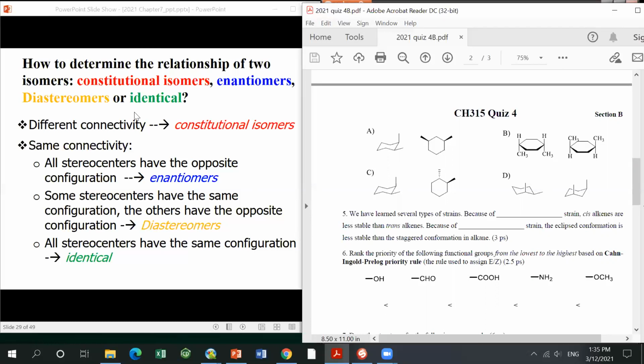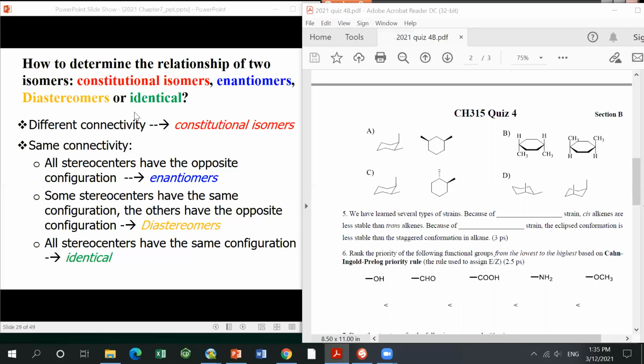It will be safe to say a meso compound has no enantiomers, because a meso compound is achiral. An achiral molecule has no enantiomers. Enantiomers cannot overlap with their mirror image, and that's what we call enantiomers. But a meso compound is achiral, so it will be superimposable with its mirror image.